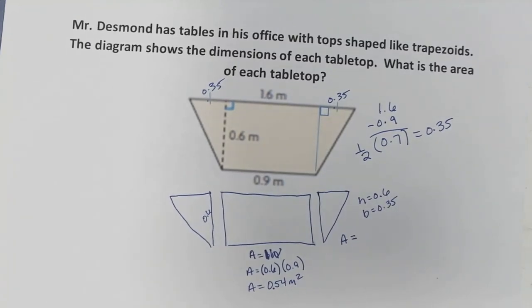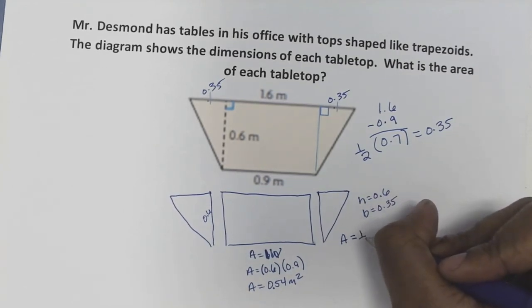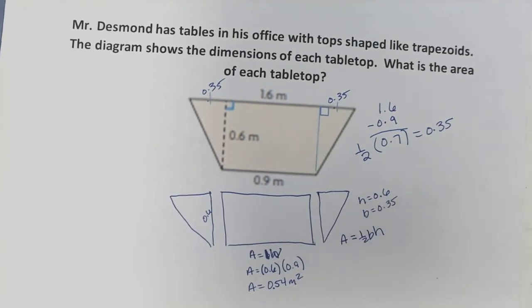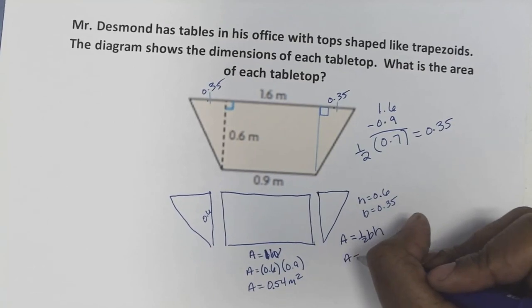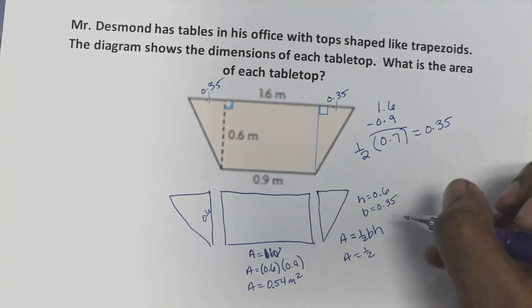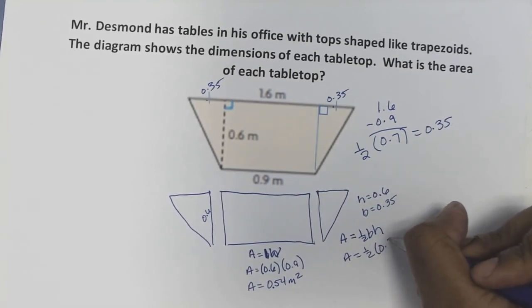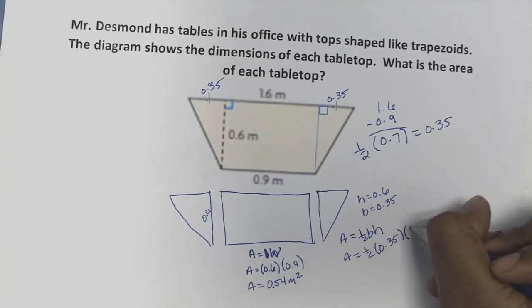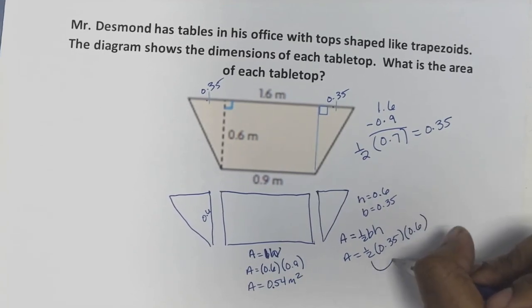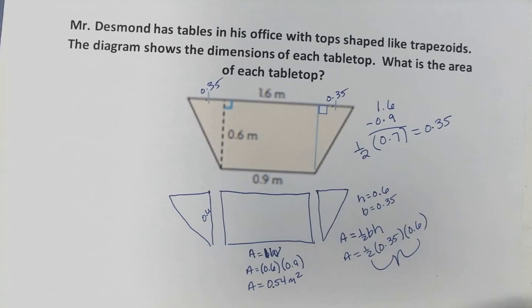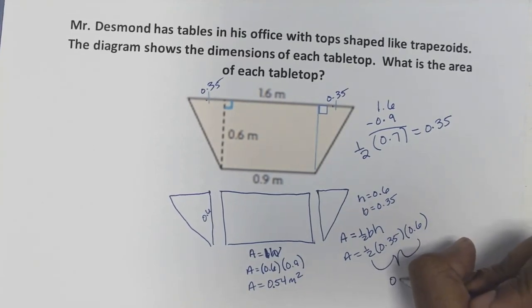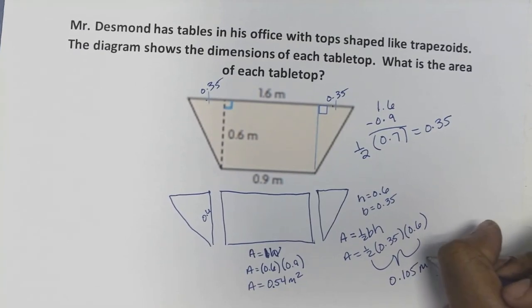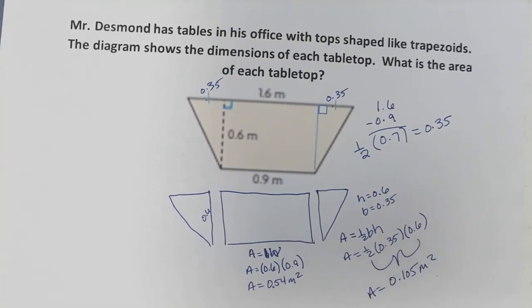So what is the formula to find an area of a triangle? Correct, it's area equals 1/2 base times height. I can start substituting what I know. 1/2, my base is 0.35. My height, 0.6. When I multiply these all together, that's going to give me the area.